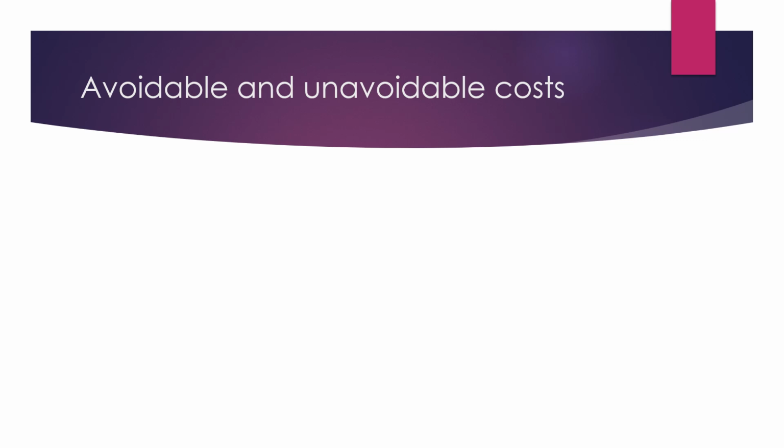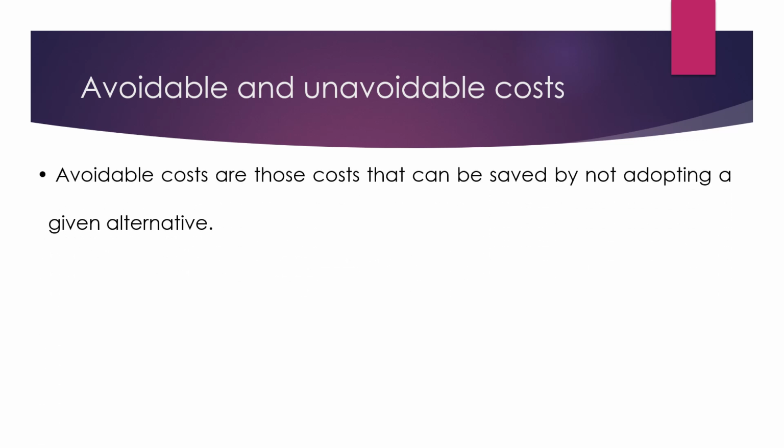Let's see the difference between the avoidable and unavoidable cost. Avoidable costs are those costs that can be saved by not adopting a given alternative. For example, a manufacturer with many product lines can drop one of the lines, thereby taking away the associated costs such as labor and material.